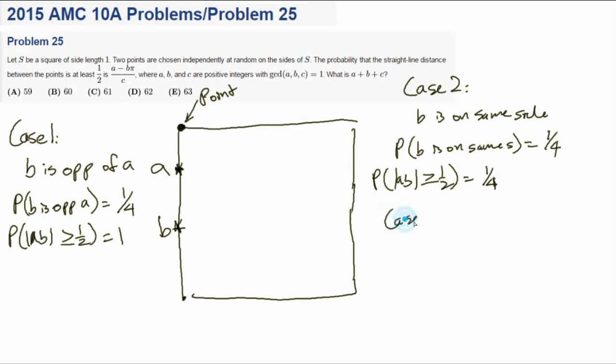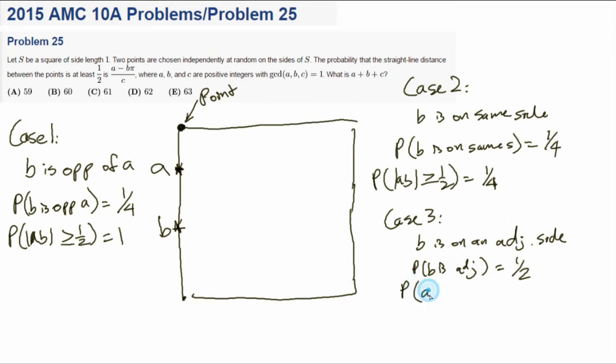Alright. Case 3. B is on an adjacent side. The probability that B is adjacent equals 1/2, because B can either be here or here out of 4 sides. What's the probability that AB is greater than or equal to 1/2? That's a bit harder. Let's think about it this way.